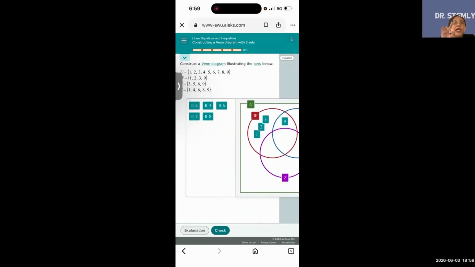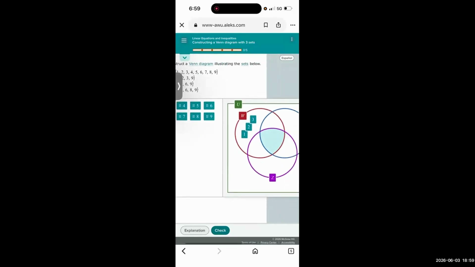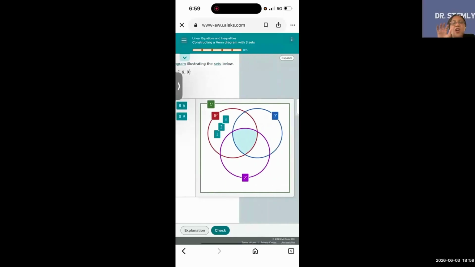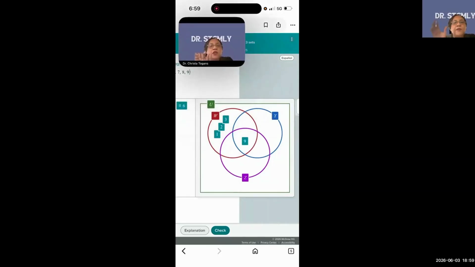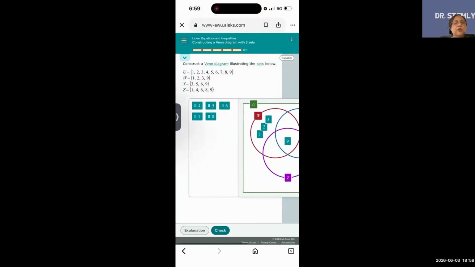Okay. So Z has 9 in it too. So drag 9 back down where I had it the first time. Okay. You were right. I just can't see it. It's hard because your phone is narrow, but it's okay. And then slide back over. Take my face off. My face is in the way.